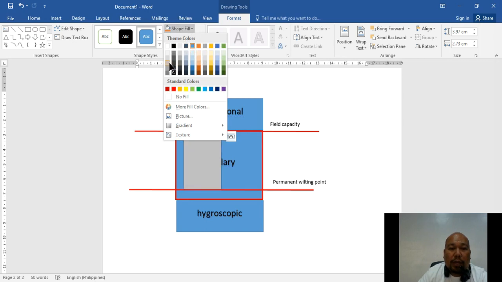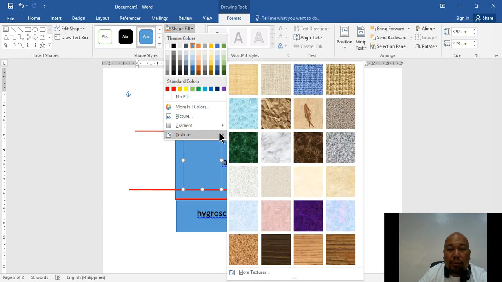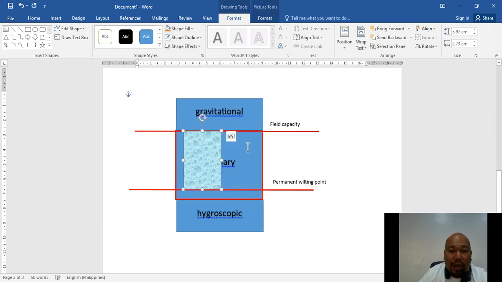Pattern, gradient, or texture. Yeah, something like that, siguro. That part from the permanent wilting point up to field capacity is the available moisture, or total available moisture, more usable by plants.